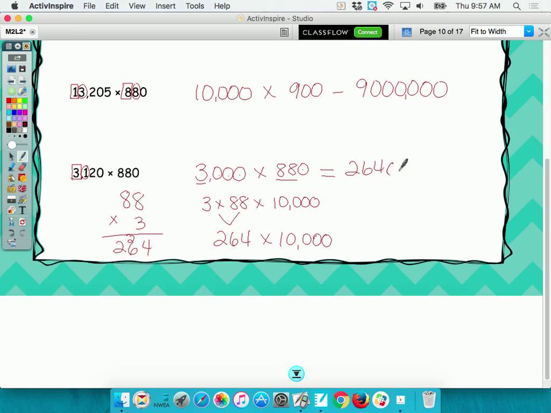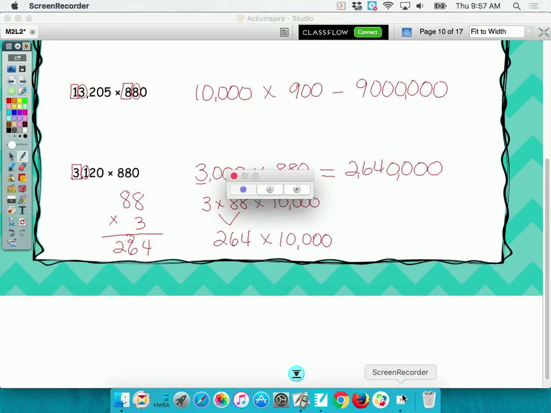Put your 4 zeros on. 1, 2, 3, comma, 1, 2, 3, comma. And what's the answer? How do you say that? 2,640,000. 264,000. No. 2 million. 64. It's not 64 anything. 640. 640,000. Okay, that's the lesson. Tomorrow we'll do problem set and exercise.